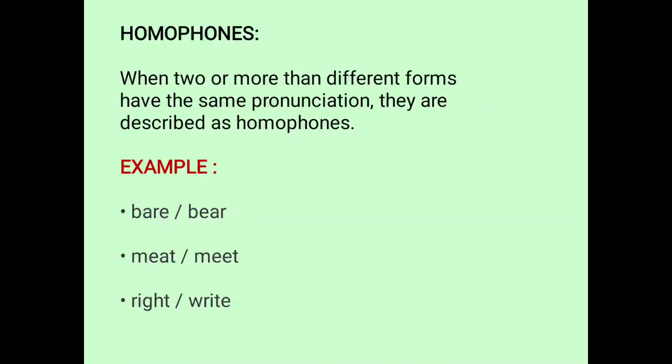Then homophones. Homophones: when two or more different forms have the same pronunciation, they are described as homophones. For example, bear, beer. They have different forms but they have the same pronunciation. Meat, meet. Right, write.